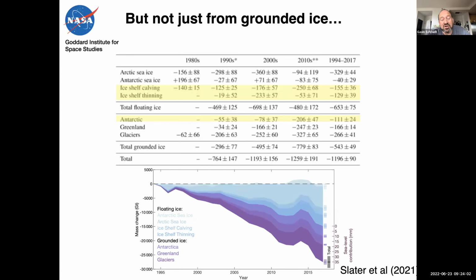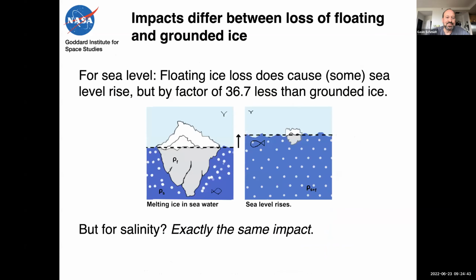But it's not just the grounded ice that's going away. We're actually seeing much larger shifts in the ice shelves. If you look at the highlighted levels in those tables, and you look at the 94 to 2017 column, which is the last column, what you see is that the fresh water from ice shelves, which are floating ice, actually dwarfs the amount of water that's coming off the continent itself, almost a factor of 2 or 3 larger. And so that means that we're talking very large amounts of fresh water indeed.